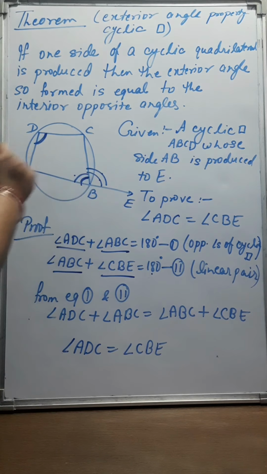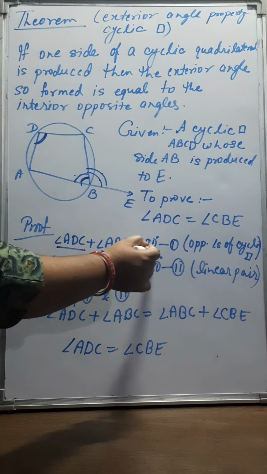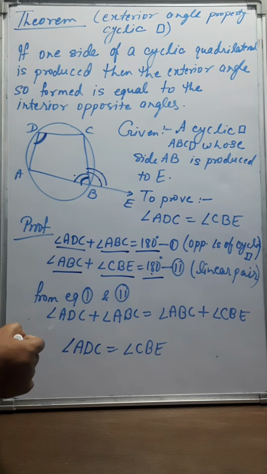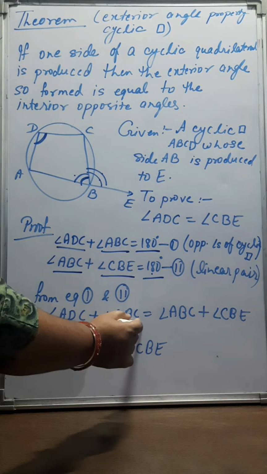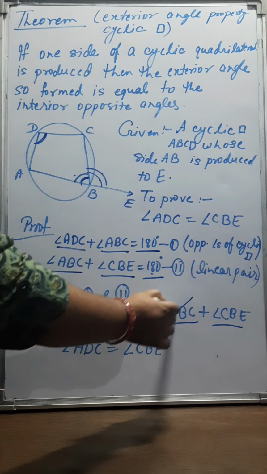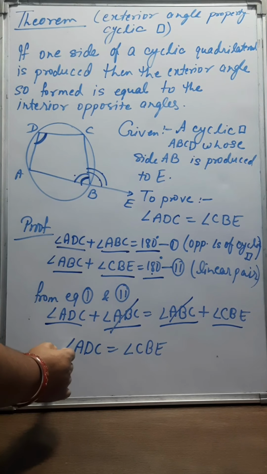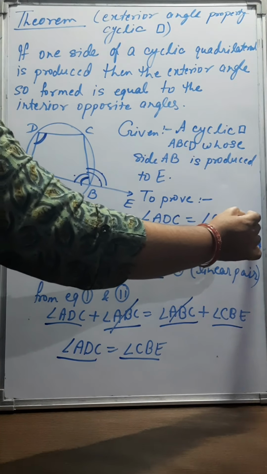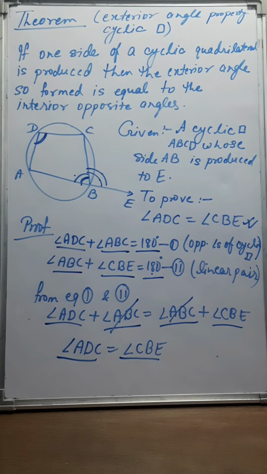Both are a linear pair. Since the sum of these two angles and these two angles is 180 degrees, we can equate equation 1 and 2. So we can write ADC plus ABC is equal to ABC plus CBE. So ABC gets cancelled and we are left with ADC is equal to CBE, which we had to prove. Now we will see some questions based on it.